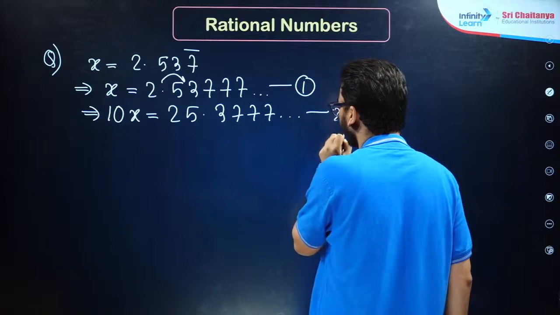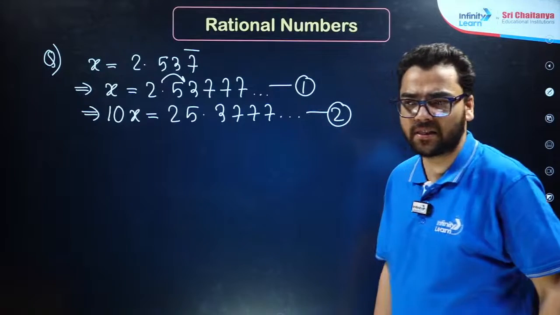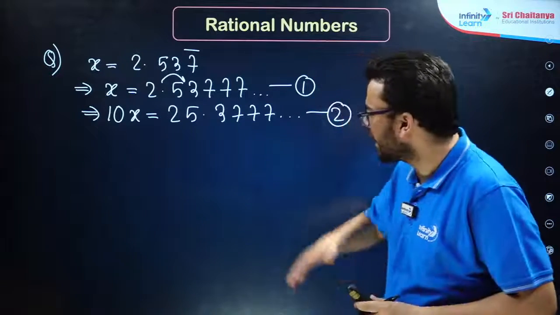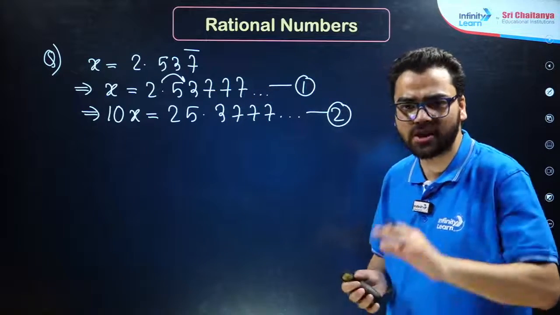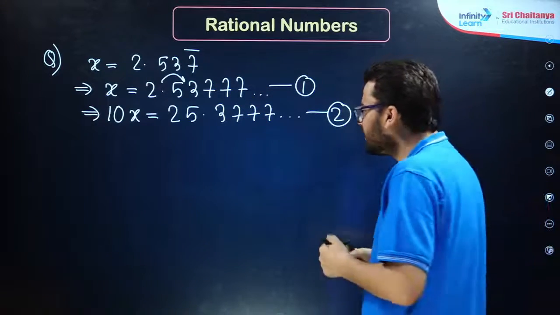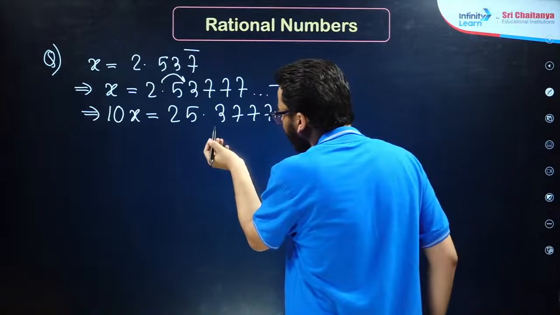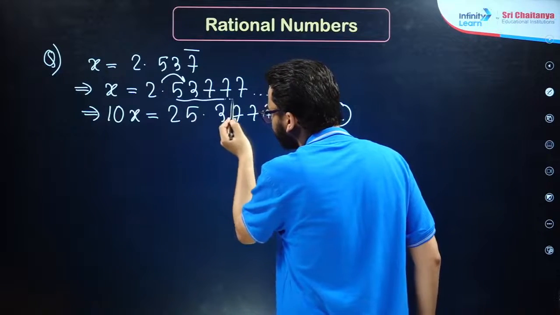Second equation. Now understand one thing. Can I subtract over here easily? Let's see that, Anushka. Can I subtract over here? I guess no. Why? Because you see, this is going up till infinity. This is also going up till infinity. How can you subtract this thing from this thing?